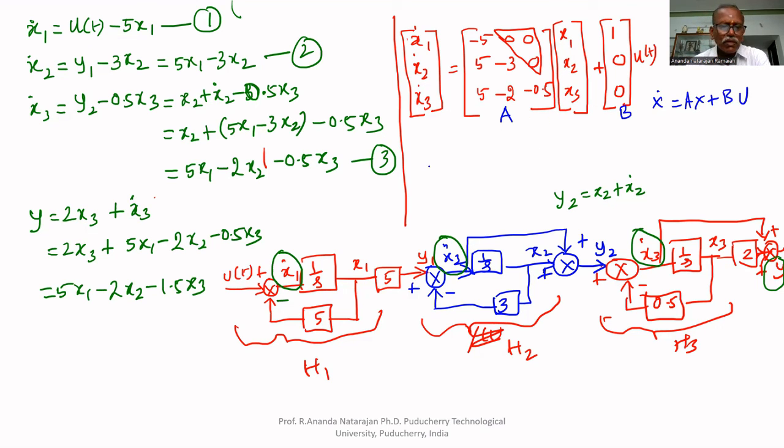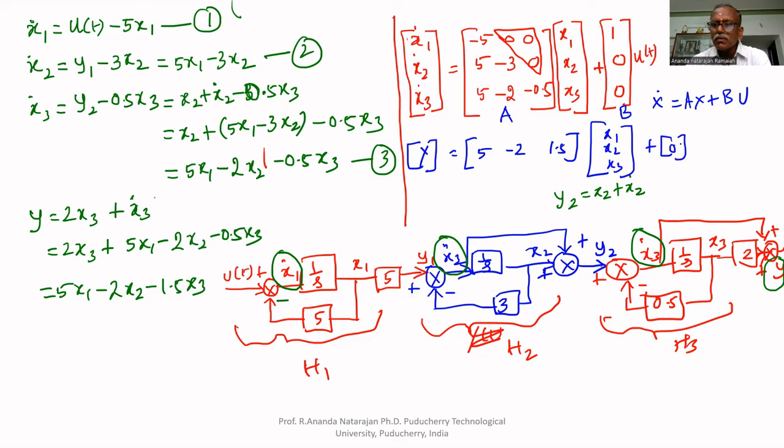We got it. What is y? Y matrix equal to 5, minus 2, 1.5 multiplied by x1, x2, x3. D matrix is 0. No need to write this. That's all. This is the state model of cascade form.